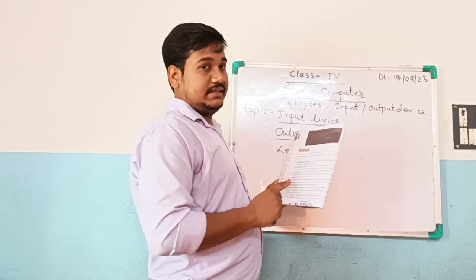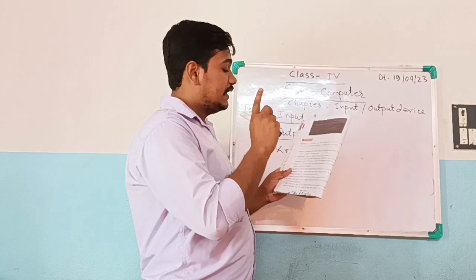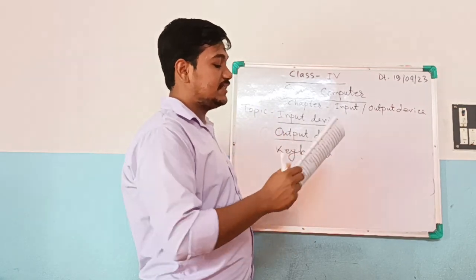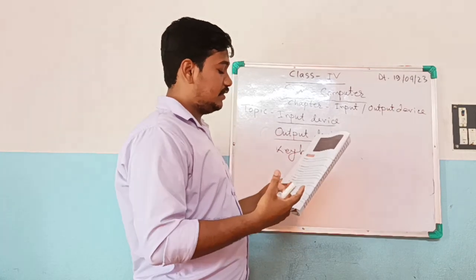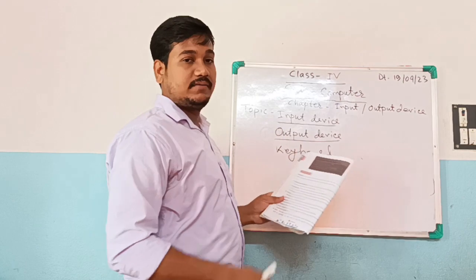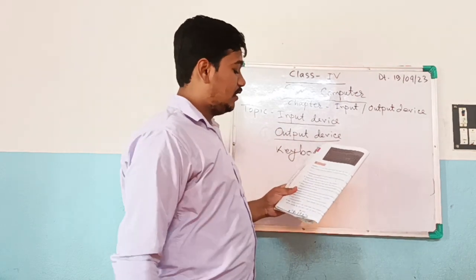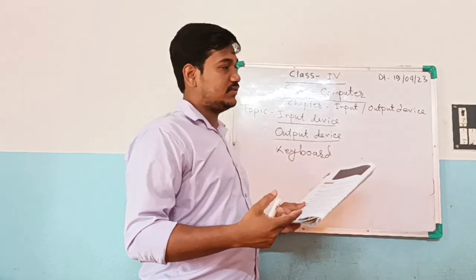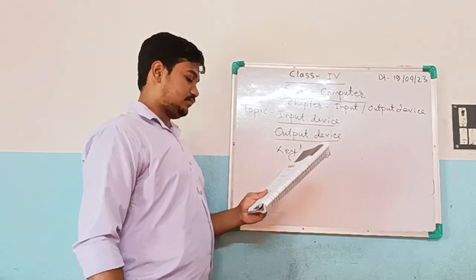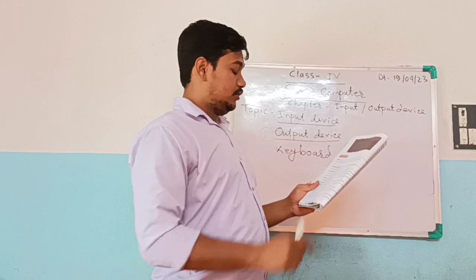Alphanumeric keypad. It consists of keys for the English alphabet, 0 to 9 numbers and special characters like plus, minus, slash, first bracket, second bracket, etc. Function keys. How many function keys are there on the keyboard? There are 12 function keys on the keyboard.